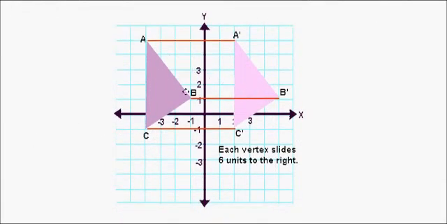This is a picture of a translation or a slide. You see we had triangle ABC, and these red lines show we've moved 1, 2, 3, 4, 5, 6 units for each point, each vertex, and we have triangle A prime, B prime, C prime.